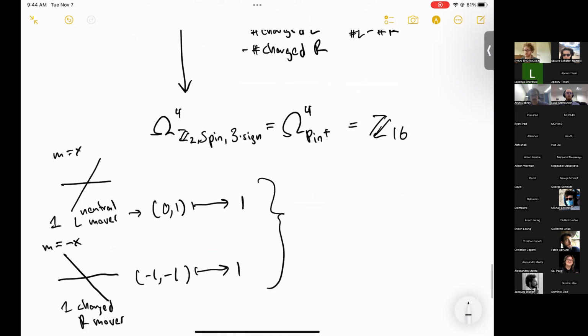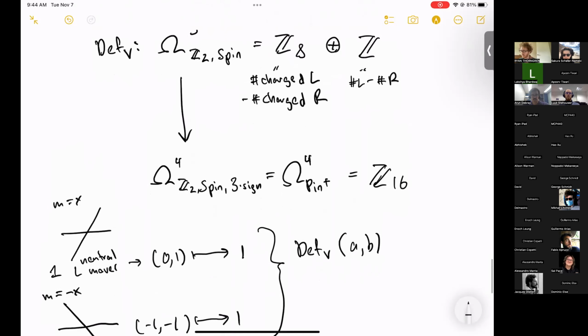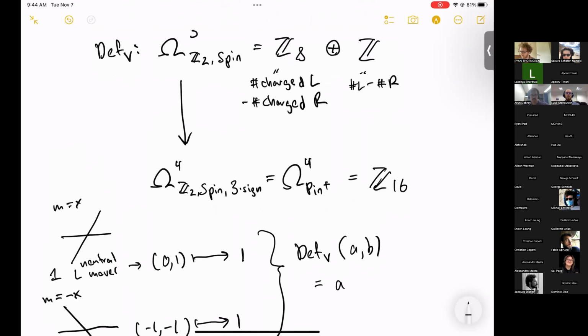So putting these together, what should this defect map for (A, B) be? I think it should be A minus 2B. Or, sorry, other way around, with B being the gravitational part. So B minus 2A. This is the formula for how to match the anomaly.